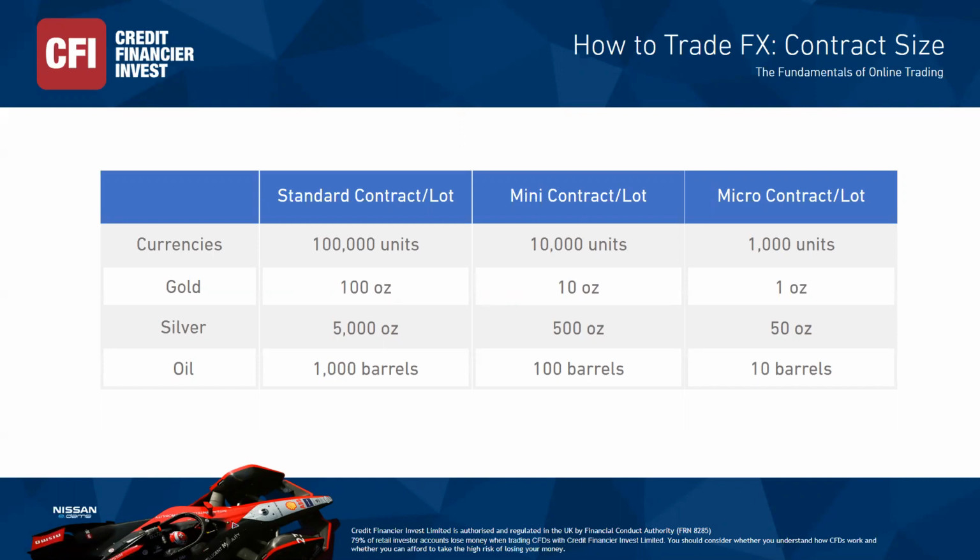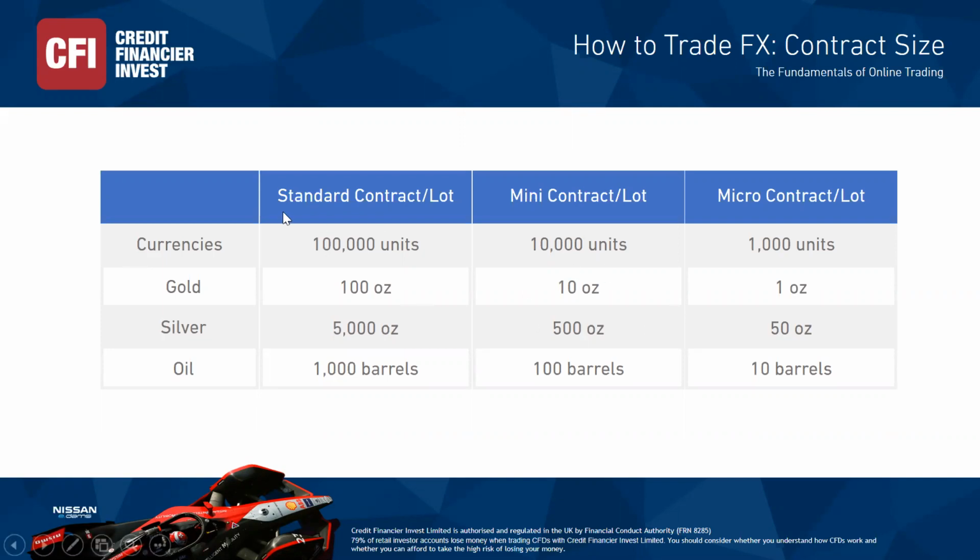So in the previous example it was obviously euros, but if you're looking to trade, for example, British pound versus US dollar, then it would be 100,000 pounds. Okay, so for the mini contract, it would be 10,000 units, and for the micro contract, which is the smallest contract size, it is 1,000 units. Then for gold, it is different from currencies. As you can see here, for one standard contract, it's 100 ounces. For the mini contract, 10 ounces, and for the micro contract, 1 ounce.